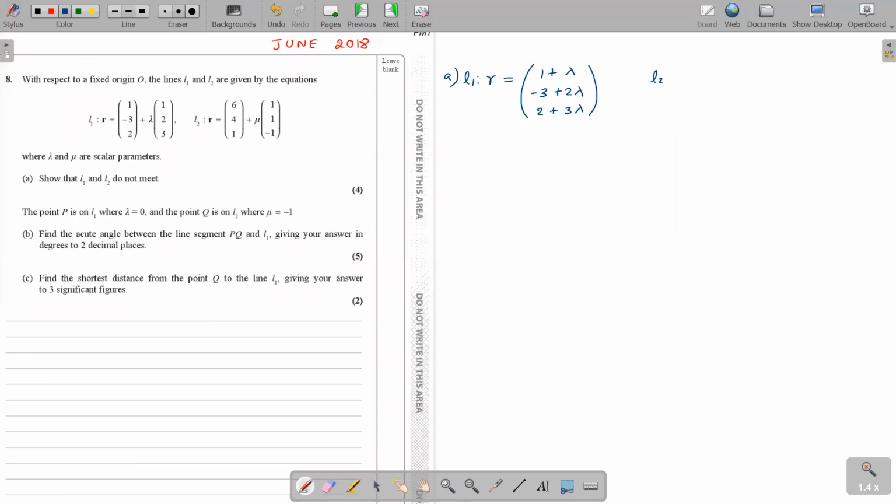And the next one, line 2, r equals 6 plus mu into 1 is 6 plus mu. 4 plus mu into 1 is 4 plus mu. 1 plus mu into -1 is 1 minus mu.